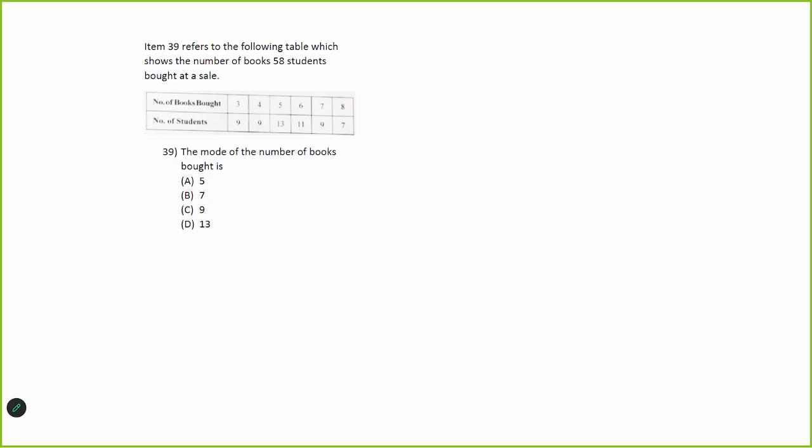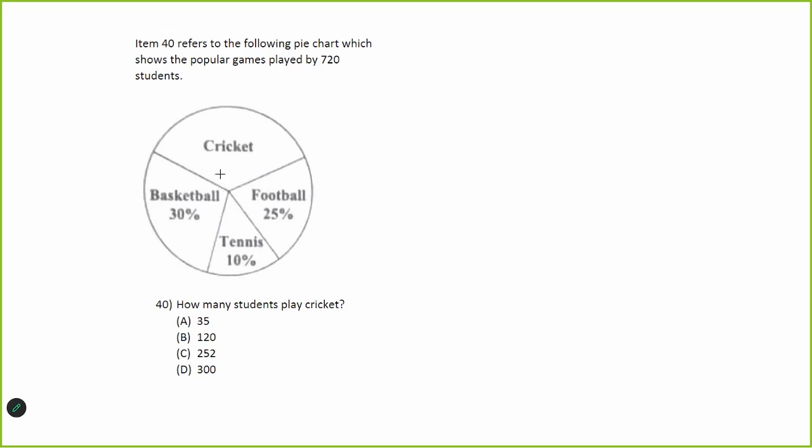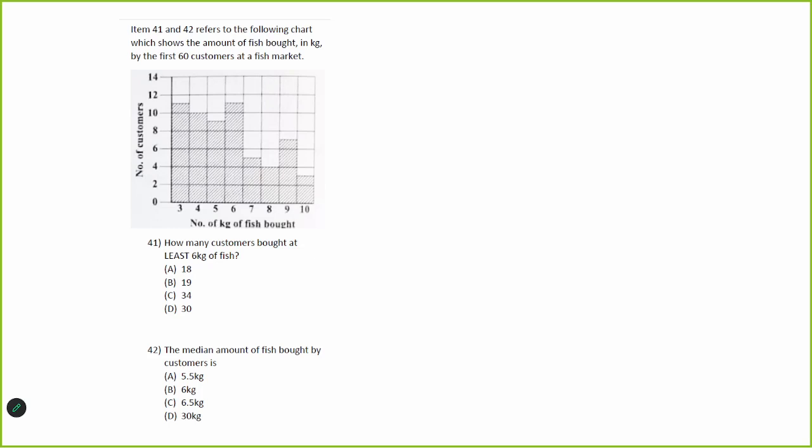Let's look at January 2021, the mode number. So we have 5 because 13 students chose 5. This one here, this is 35. 30 and 10 is 40, and this was 60. Yeah, this is 35. How many students play cricket? This was 252. Right? How many students bought at least 6 kilograms? I believe it's 30, but let's check and see.